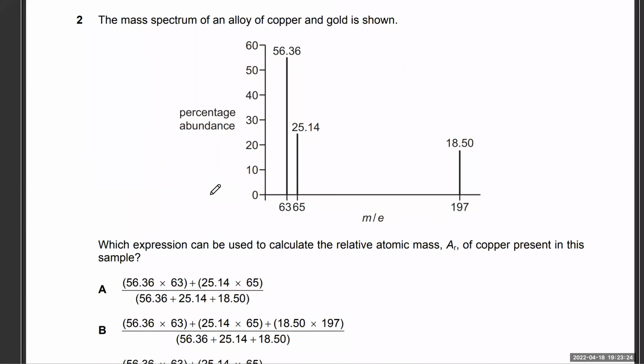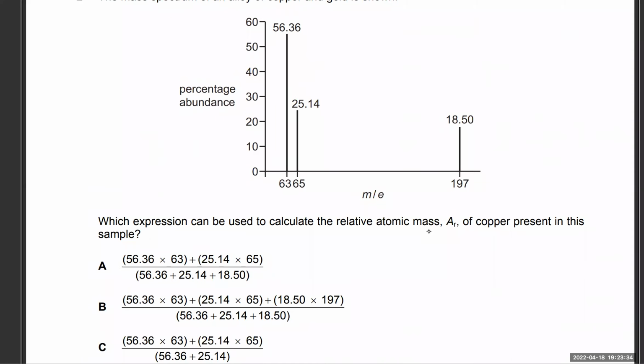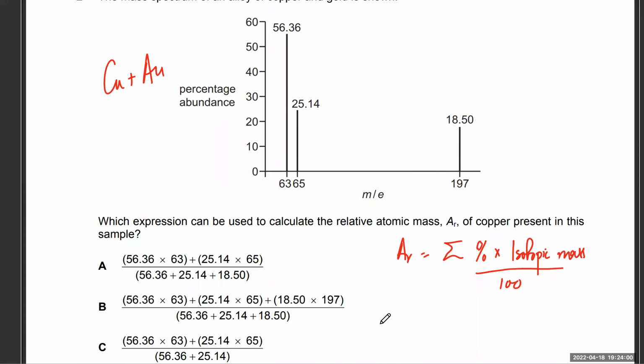Now this one. You have a mass spectrum of an alloy of copper and gold, and it's shown. Which expression can be used to calculate the relative atomic mass of copper present? So remember, this is an alloy of copper plus gold. And how do you calculate AR? AR is calculated if you just sum up the percentage abundance of the isotope multiplied by the isotopic mass, and you're going to divide it by 100 because you're looking for the fractional percentage.